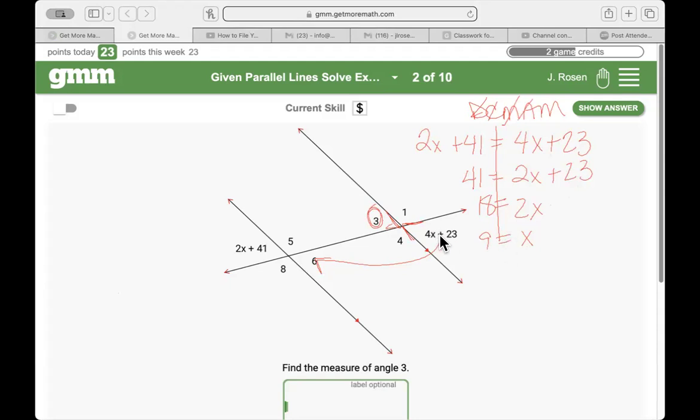We're going to substitute that in right here because we know that these two are vertical. So we don't need to even look at the other piece then. I mean, we could, but we don't have to. So 4x plus 23, we're going to substitute the 9. So 4 times 9 plus 23. And let's see, 4 times 9 is 36, plus 23 gets us 59. Okay, so that means our measure is going to be 59.